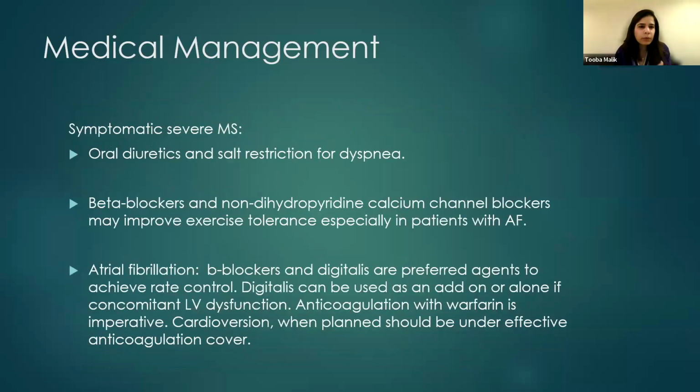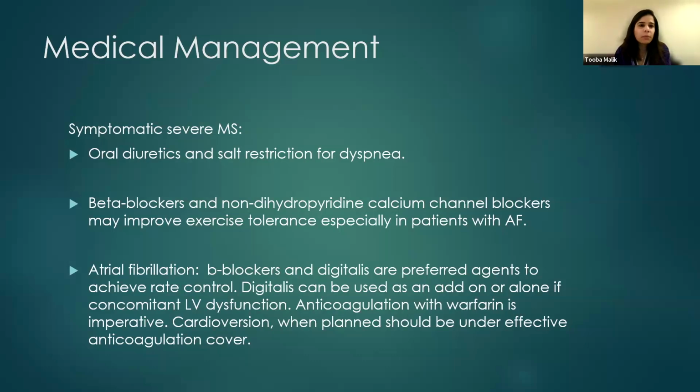Now, this was all about just the basic common management, but if you have symptomatic severe MS, what would you do? You can give them oral diuretics, and you can advise salt and water restriction like we would for any heart failure patients if they're breathless or symptomatic. You can give them beta blockers, non-dihydropyridine calcium channel blockers. They may improve their exercise tolerance, especially in patients with AF.